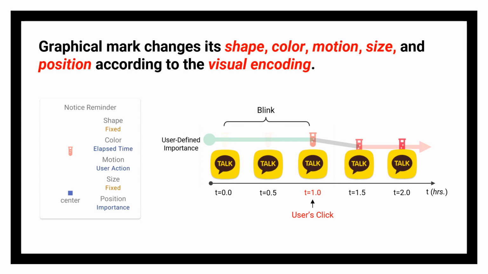People can design the graphical mark with visual encoding. According to the left encoding, the graphical mark changes its color from yellow to red as time goes on. Its blink motion stops when the user checks the notification in the drawer, and its distance from app icon decreases as the importance value did. You can check the detailed encoding options in our paper.